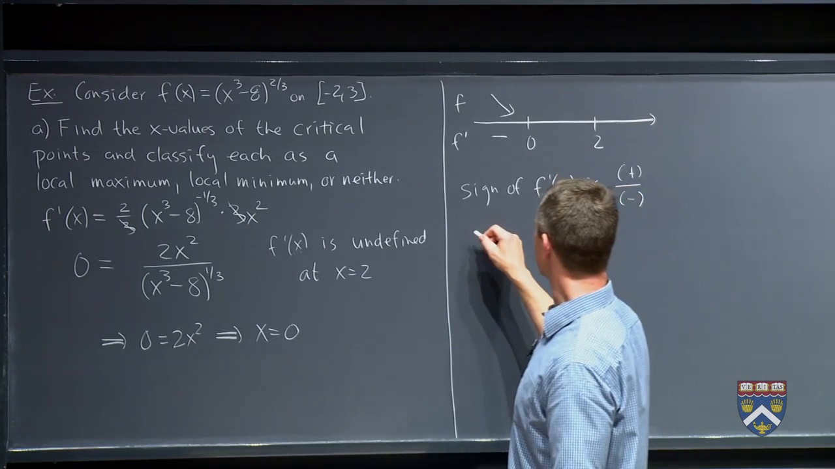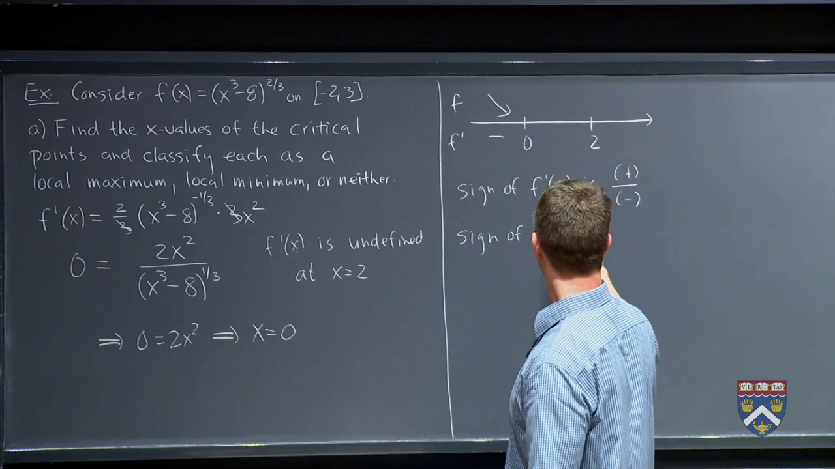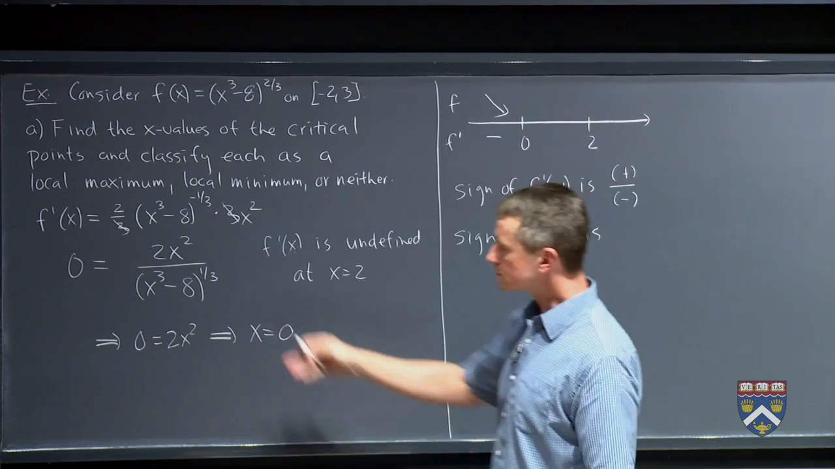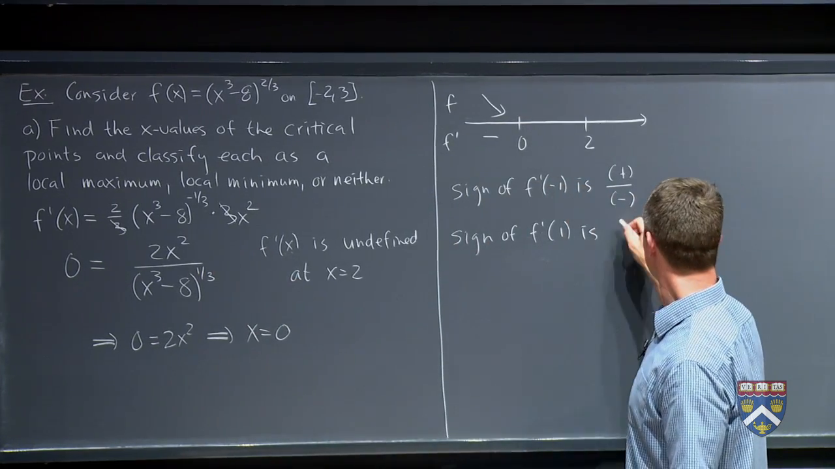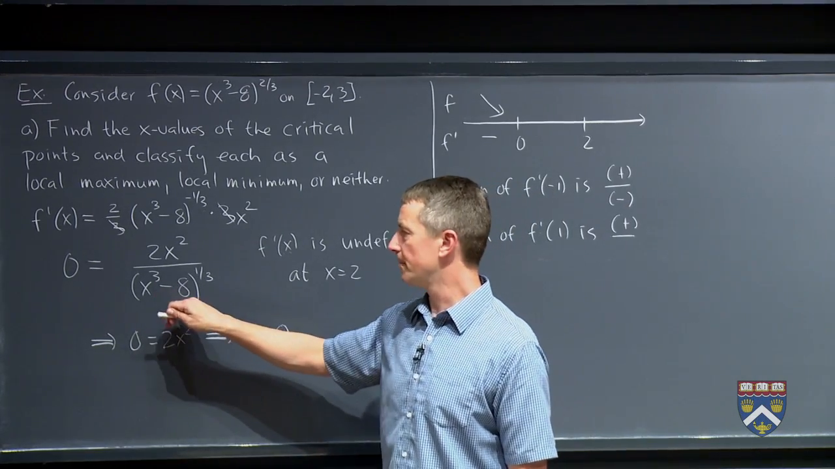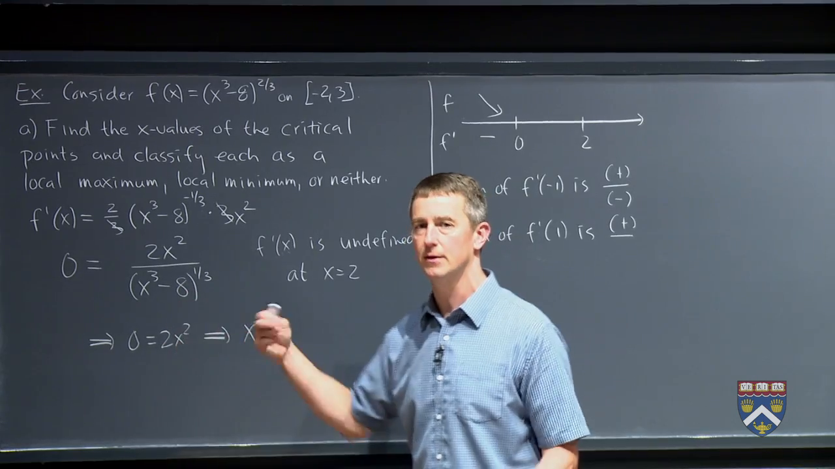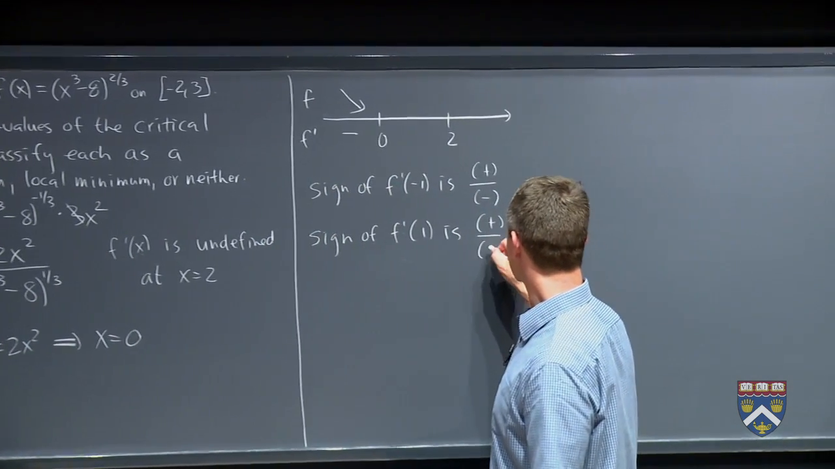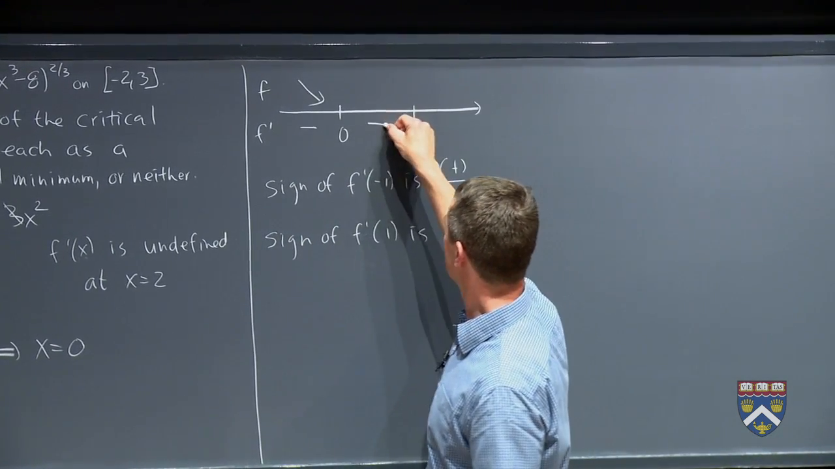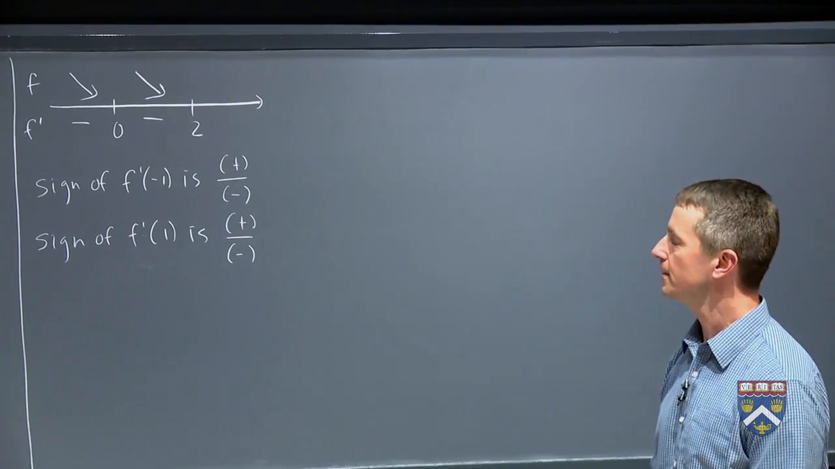We need a number in here. So let's take the sign of f prime of 1. The numerator still can't be negative. The denominator, 1 cubed minus 8, is -7, and the cube root of -7 is still a negative number. So I again got a positive over a negative. That means x equals 0 ended up being neither a max nor a min.